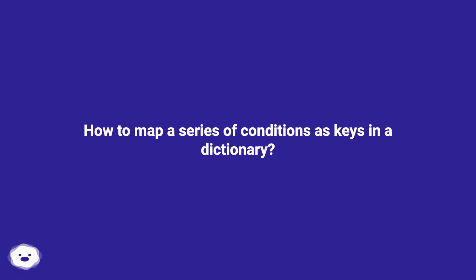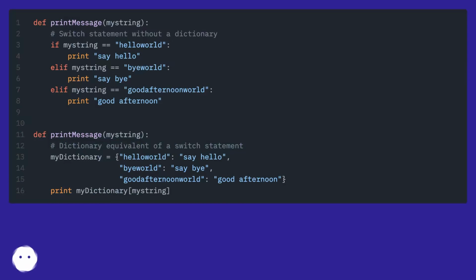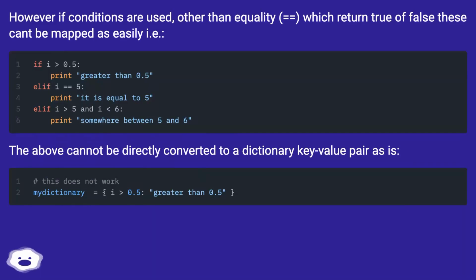How to map a series of conditions as keys in a dictionary. I know you can use a dictionary as an alternative to a switch statement such as the following. However, if conditions are used other than equality, which return true or false, these can't be mapped as easily, i.e. the above cannot be directly converted to a dictionary key-value pair as is.